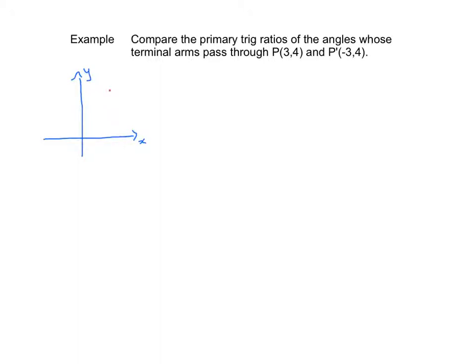So in quadrant 1, we're going to sketch point P, which has coordinates (3, 4), and the terminal arm that goes through point P, and here's our angle theta. Okay, so the length of r in this case will be the square root of 3 squared plus 4 squared. So the square root of 25, which is 5.